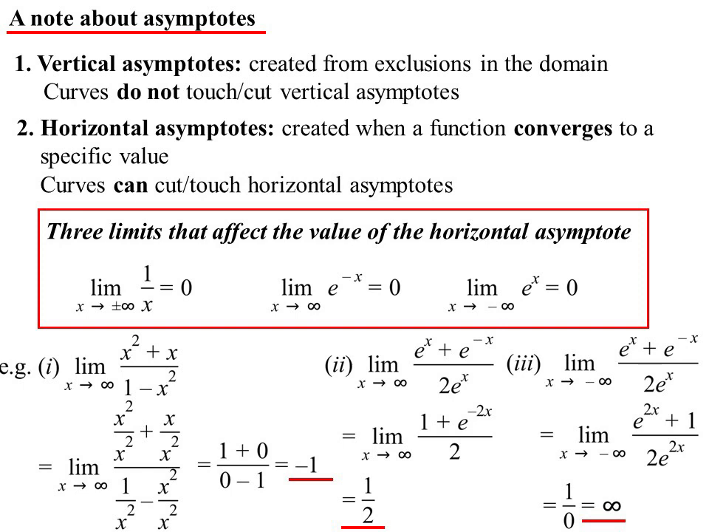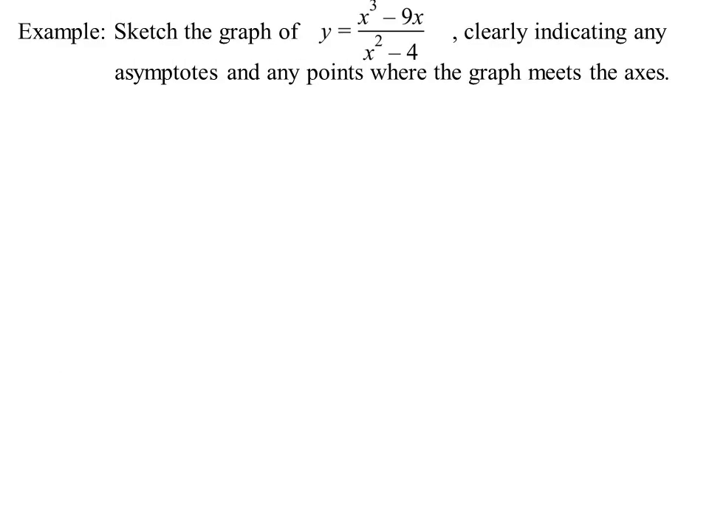So on the left-hand side of this graph, whatever it looks like, we know the curve is just going up and up and up and continuing to go up. Let's look at this example then. We're going to sketch x cubed minus 9x on x squared minus 4. It wants us to indicate the asymptotes, also the intercepts with the axes.